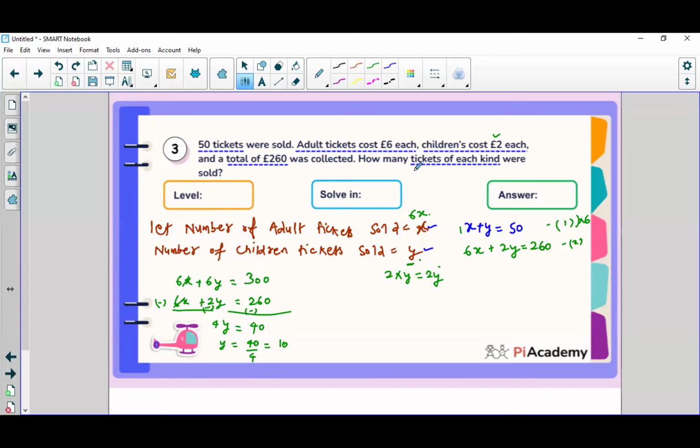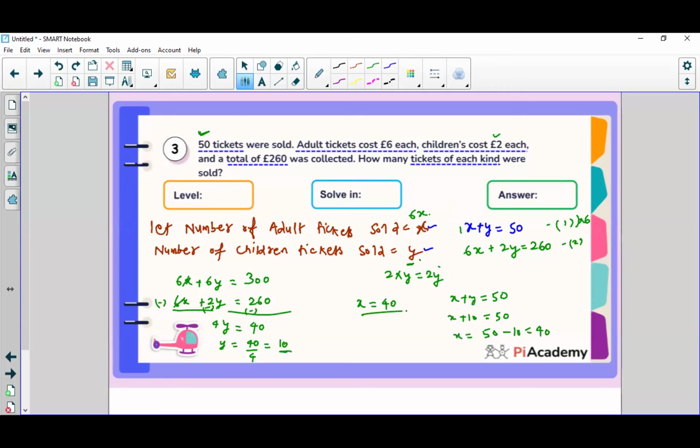So the question is asking how many tickets of each kind. I got y as 10, so these are the number of children tickets sold. Now I have to find out how many adult tickets were sold. In the question it is given that only 50 tickets in total were sold. So if 10 for children were sold, that means for adults it's 40. You can see from the equation as well: x plus y equals 50. If you substitute y equals 10, x plus 10 equals 50, so x is 50 minus 10, which is 40.